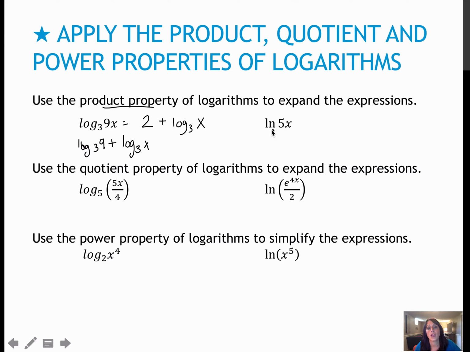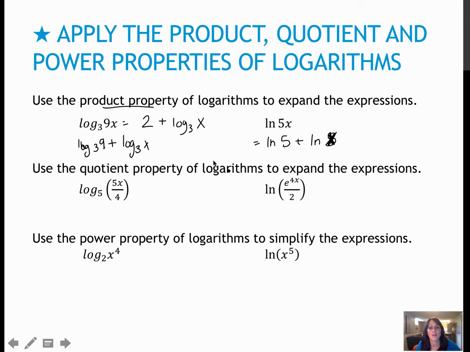And my second one, natural log of 5x. So I have a natural log of 5 plus natural log of x. Oops, I said x, but wrote 5. So natural log of 5 plus the natural log of x. None of that can be reduced, so we would leave it just like that.